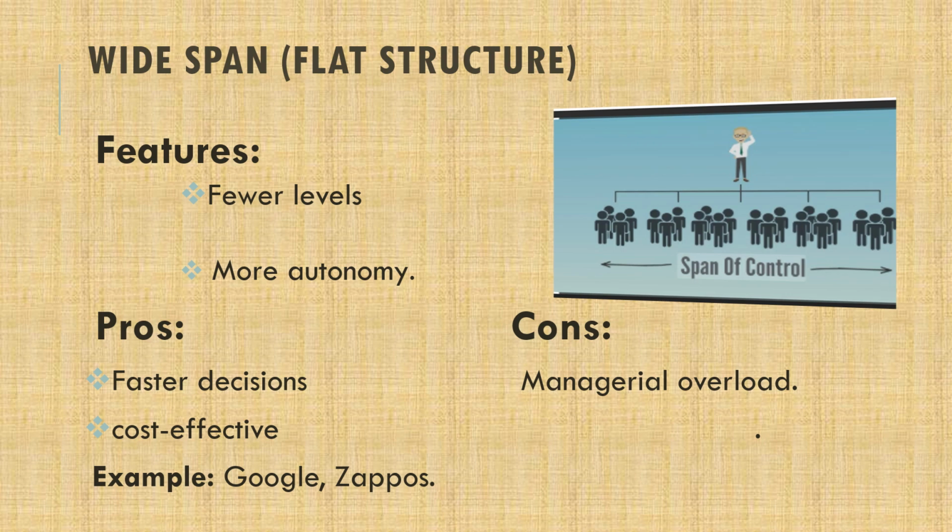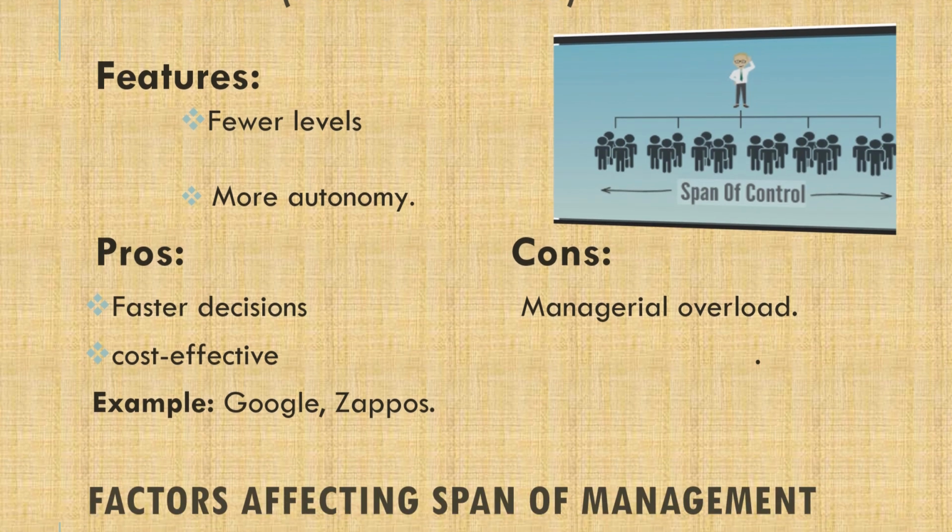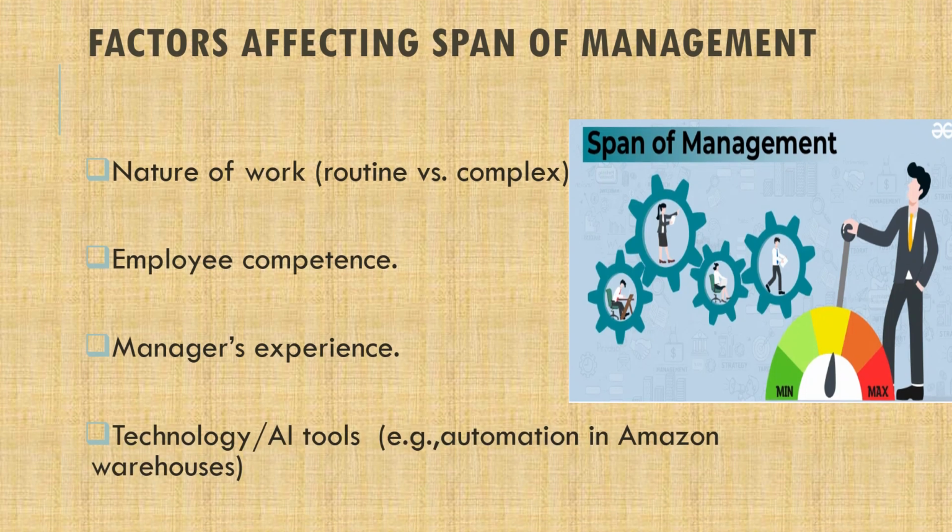Now, always remember, the span of management is decided by several factors. These several factors influence the effectiveness of wide or narrow span of management. These factors include nature of work. If the nature of work is repetitive and standardized task, then wide span of management is suitable. If the work is complex, a specialized task, they all require narrow span of management.